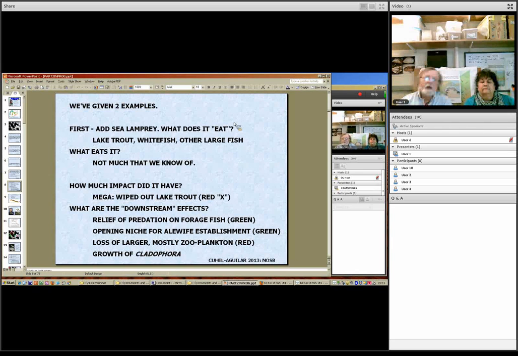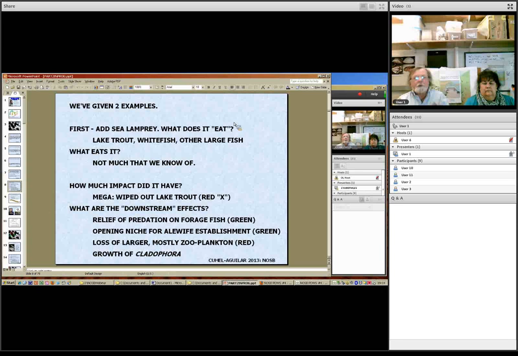How much impact did it have? It was giant. Lamprey wiped out lake trout. That's pretty giant. It didn't change the structure of Lake Michigan, but it sure changed the structure of the Lake Michigan food web. So then we can think of things that happened as a result of the lake trout going away. There's a relief of predation on forage fish. There's the opening of a niche or an opportunity for other planktivorous fish or small fish. And because those fish eat the zooplankton, we lose a lot of the zooplankton.